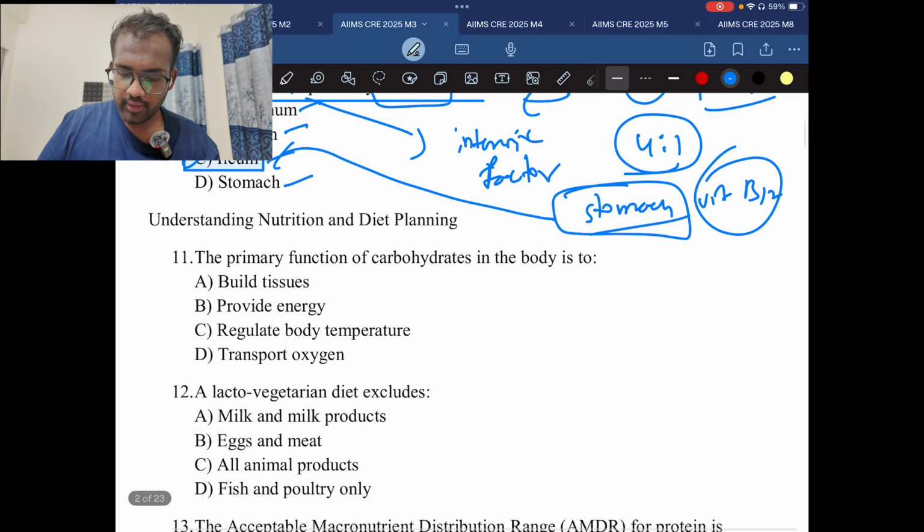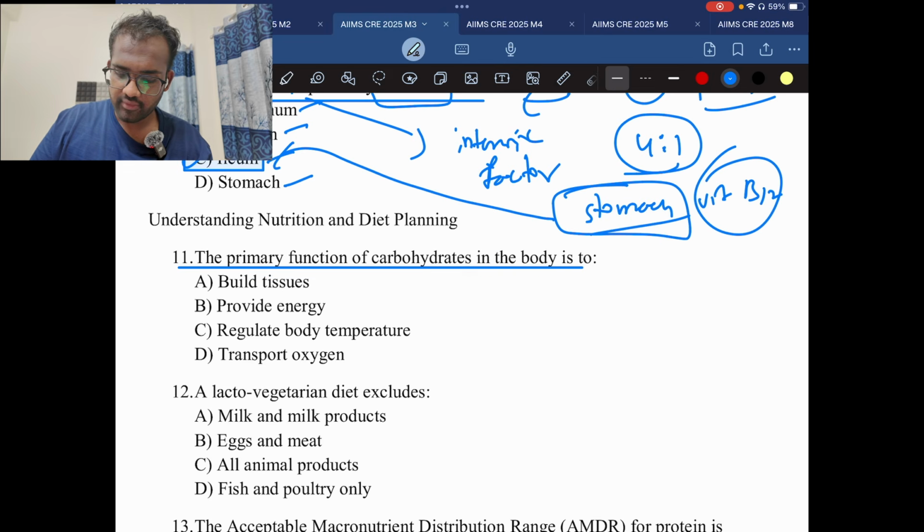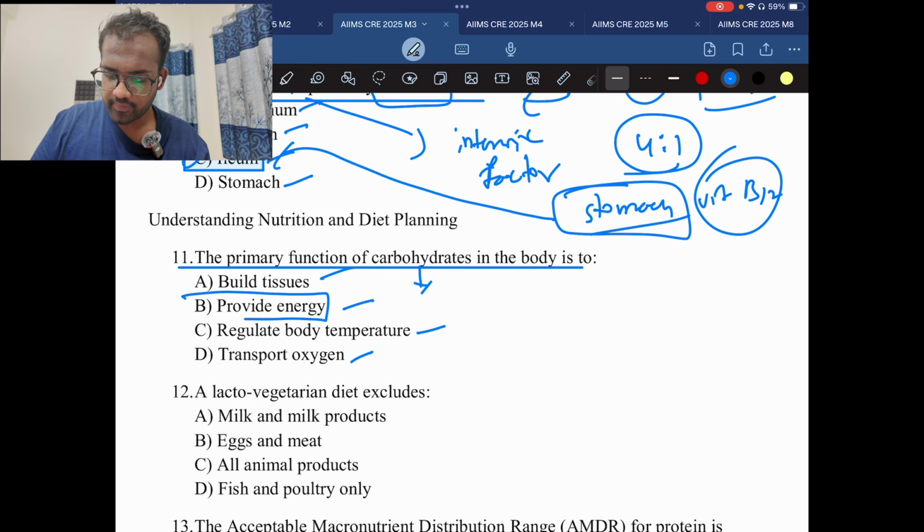Question number 11. The primary function of carbohydrate in the body is to, it's a very easy question: build tissues, provide energy, regulate body temperature, transport oxygen. Always remember, carbohydrate provides energy. So the answer will be B, provide energy. Sometimes there will be very easy questions. You just need to stick to it. You will be shocked that AIIMS actually asks questions like these. It will be very easy.